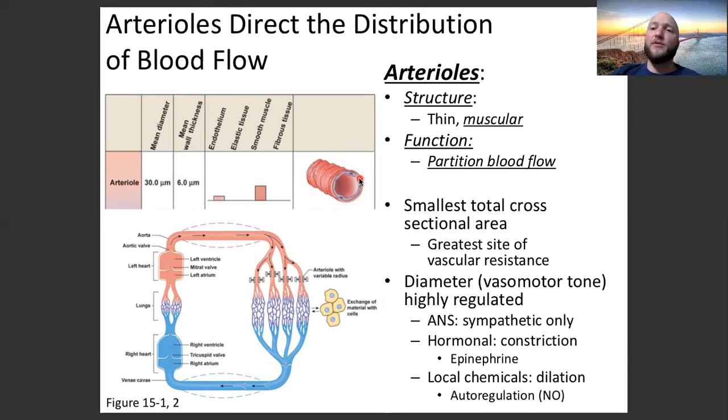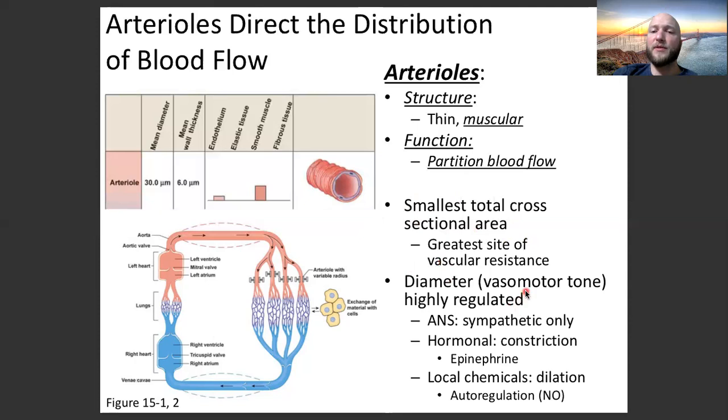Let's say you start doing a bunch of bicep curls. You need more nutrients to go to your biceps. You need to get that CO2 and all those waste products out of the area. Your arterioles will dilate in the biceps that you're working out, allowing more blood to flow to the area. Arterioles have a small total cross-sectional area, and they're the greatest site of vascular resistance.